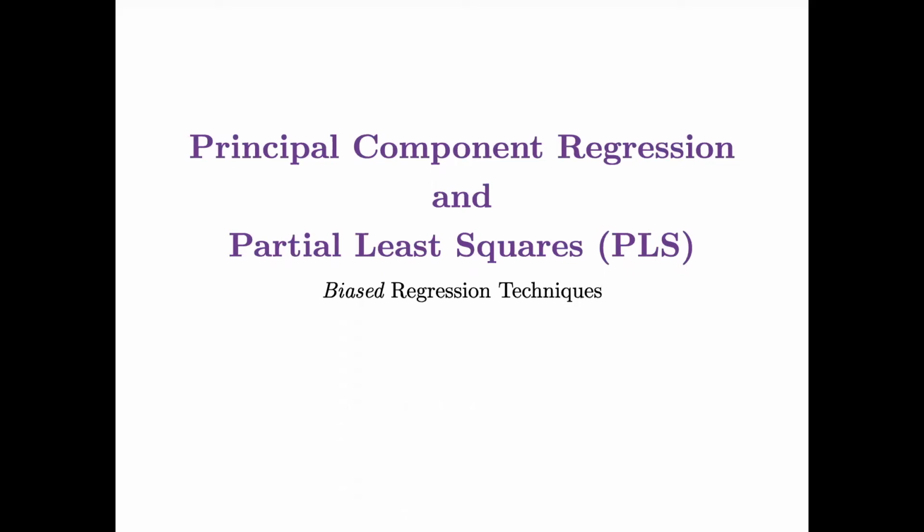Today we're going to talk about two types of regression models. The first is principal component regression. The second is partial least squares. Both of these are what's known as biased regression techniques.